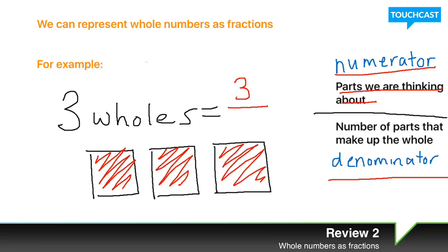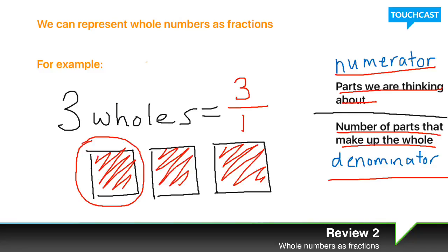Now I want us to think about the denominator. How many parts make up one whole? Remember, this is one whole. How many parts are there? Just one. It's not split into anything, it's just one part. So we can say the denominator is 1. So now we know that 3 wholes is equivalent to 3 over 1.